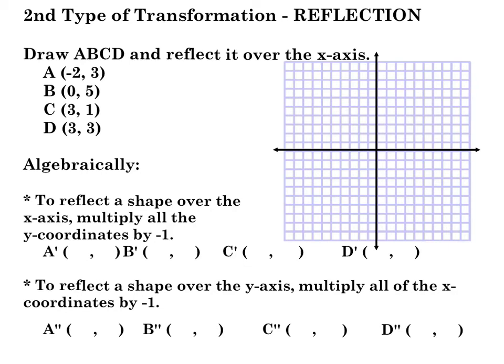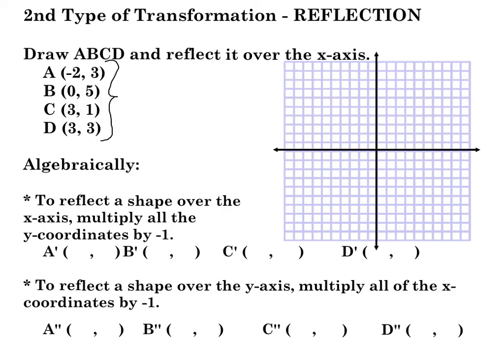Okay, the second type of transformation we're going to talk about today is the reflection. What I'd like you to do in your notes is go ahead and draw quadrilateral ABCD. So if you notice right here, here are the points for A, B, C, and D. Pause the video, go ahead and draw your quadrilateral with a ruler, and then go ahead and start the video again to check.